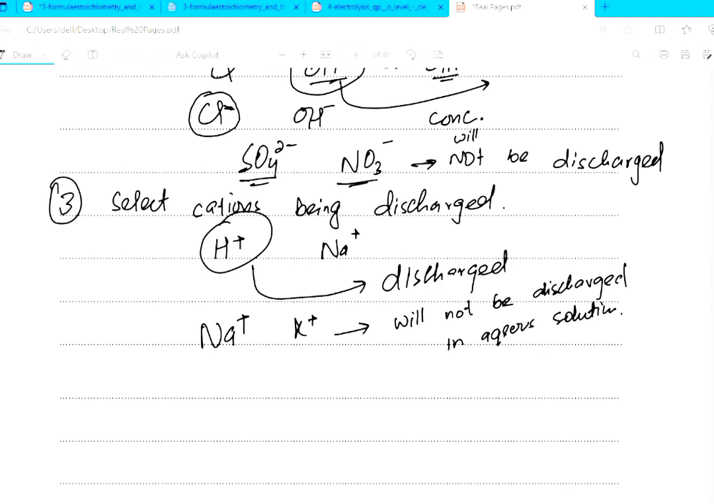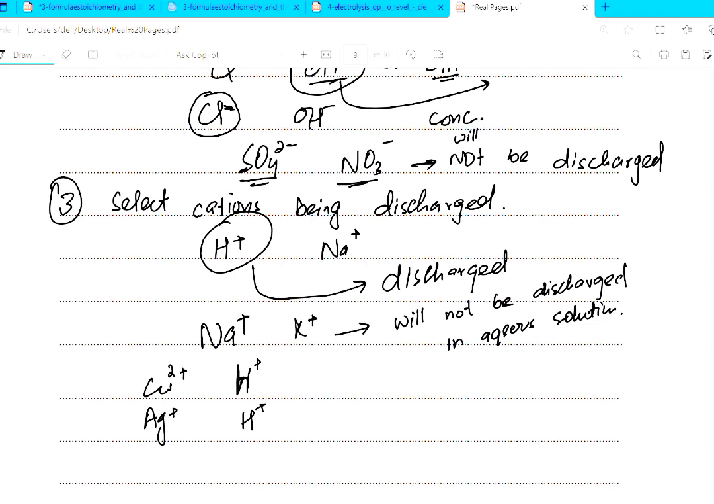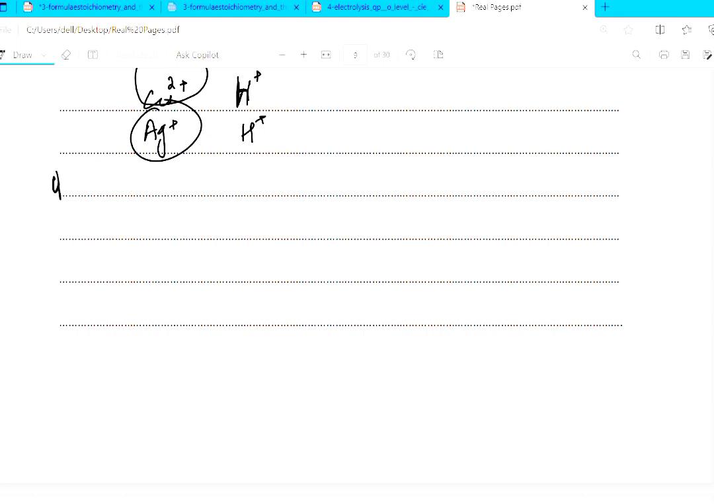But you must know that the ions lower than hydrogen, meaning copper 2+ and Ag+, when compared with hydrogen, are easier to discharge, for the copper and for the silver, as compared to hydrogen. Then these will be selected. And the fourth step is to identify the cations and anions which remain in the solution.